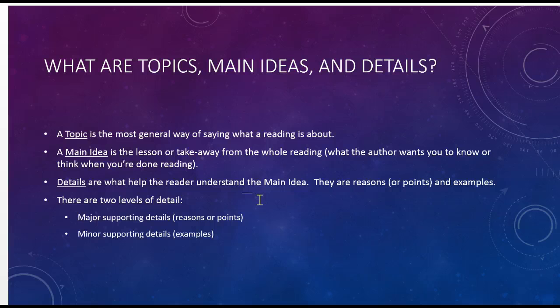There are two levels of detail. The major supporting details are their reasons or the big points that they raise. These might be chapter headings, they might be bullet points that get brought out. And then there are the minor supporting details. And minor supporting details are the examples that bring those points or reasons to light.